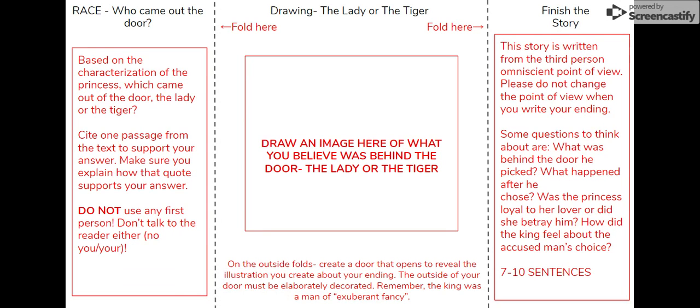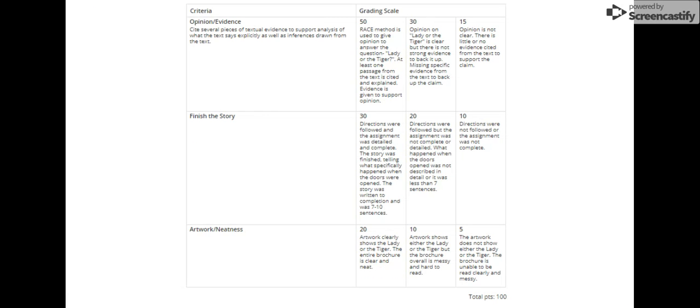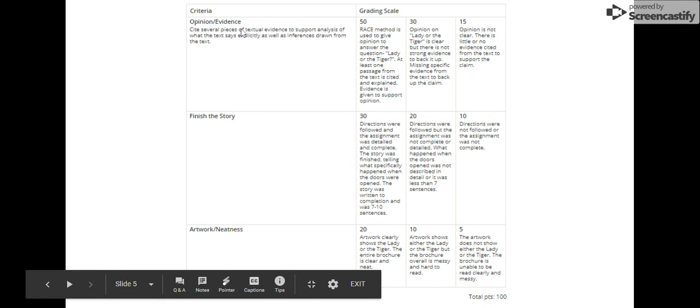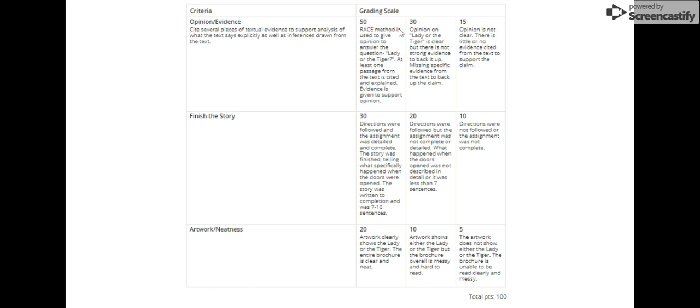When it comes to how it's going to be graded, this is the rubric that you also will see on Schoology. So there's 3 different criteria: opinion evidence, which has the most points, finish the story, and then your artwork or neatness. So for your RACE response, you can get up to 50 points there. And how you get 50 points is your RACE method is used to give your opinion to answer the question, was it the lady or the tiger? At least one passage was used, and you explain why it was the lady or why it was the tiger. So that is how you get 50 points right there, the most you can get.